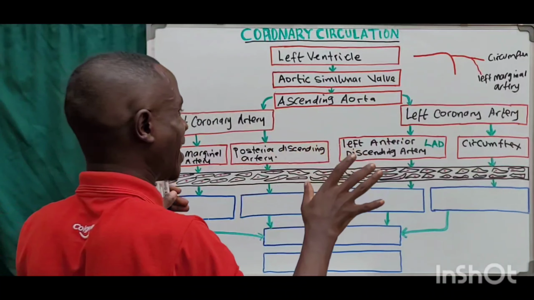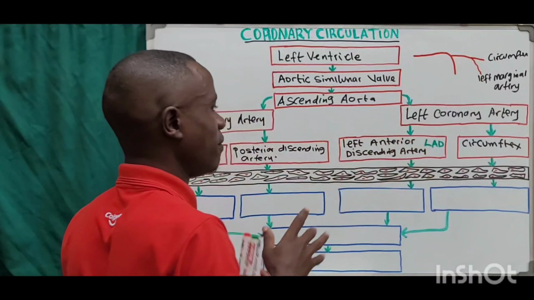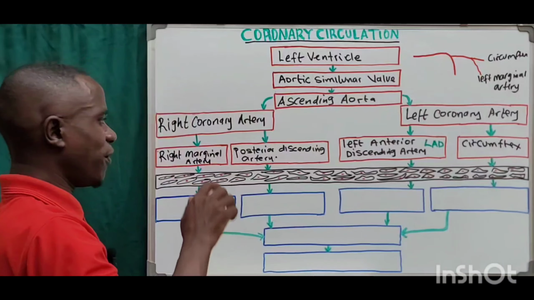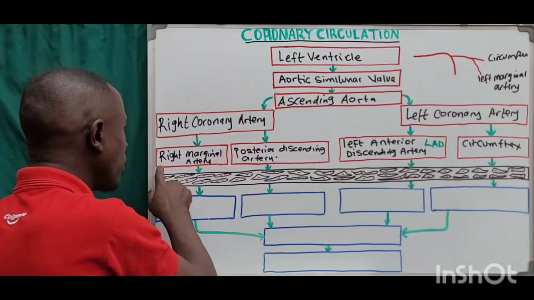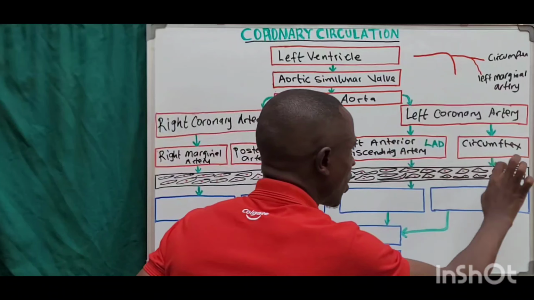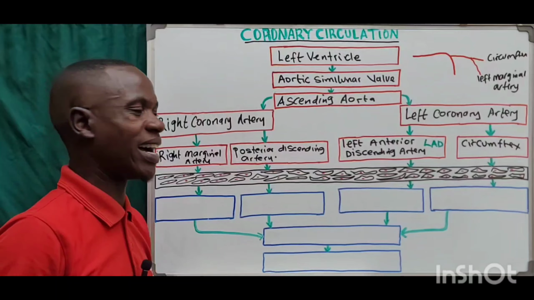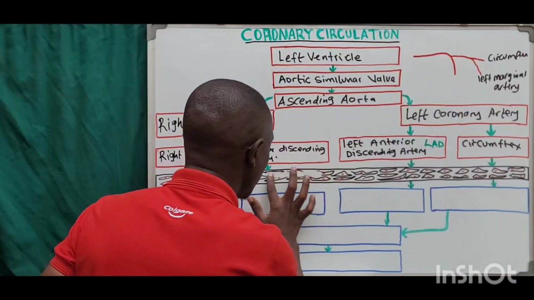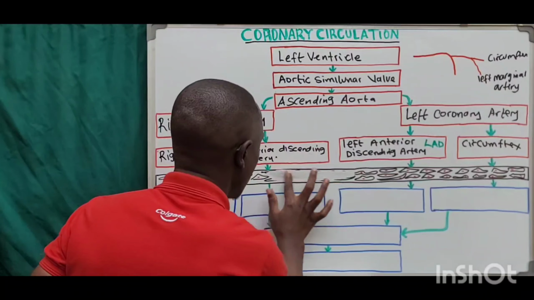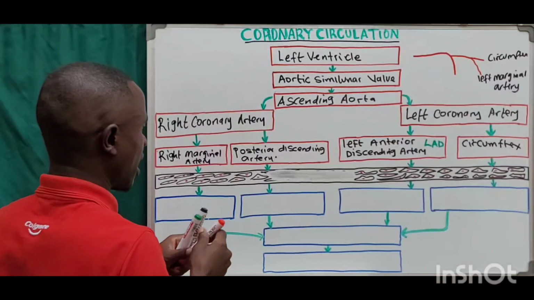So now these are the major branches of the coronary arteries, and they are supplying different individual myocardium within the heart. Now, what is very unique is that all these arteries are supplying this tissue here, which we are calling the myocardium, the heart muscle. So the whole of this structure here represents the myocardium.